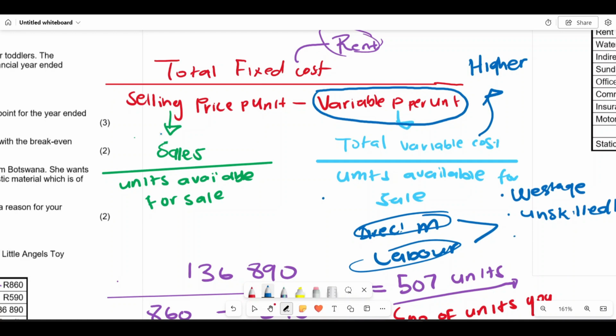Now, to be specific, this one relates to your direct materials. If you change supplier, maybe now you want better quality, and remember, if you want better quality, you're going to have to pay more, right? So if they ask you what is the possible reason that made your break-even point increase, it's going to be your variable cost, and you're going to look for that variable cost, like your direct material or your labor, and then you're going to comment on the possible scenario which made your variable cost increase, right?